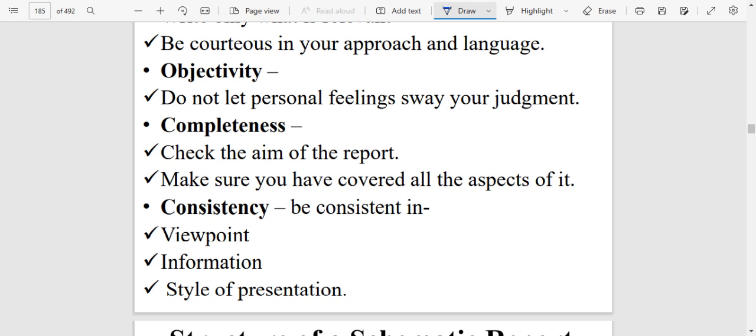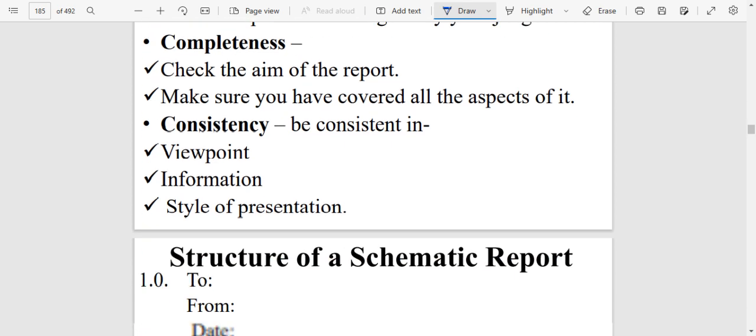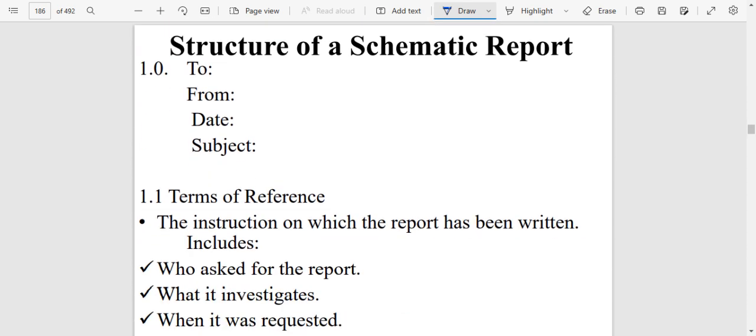Okay. We also need to make sure that we are consistent. Now, what does consistency mean? Consistency means you remain on the viewpoint, or you remain consistent with the information or the style of your presentation. You're not turning away. If you are using British English, I want to give this example, remain with British English, don't go to American English. Okay? And if your style is inspirational, make sure that you remain in an inspirational style. Not again you change, you go to another style. No. So that is to be consistent. Make sure that as you write, you are consistent.